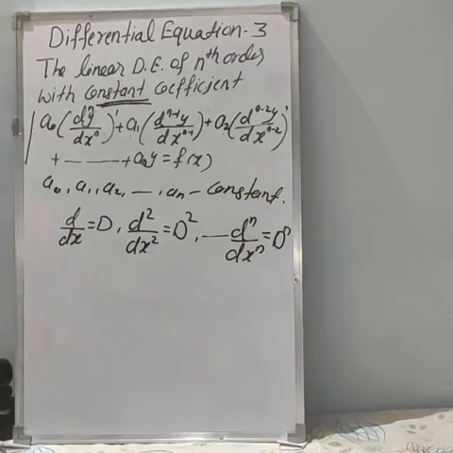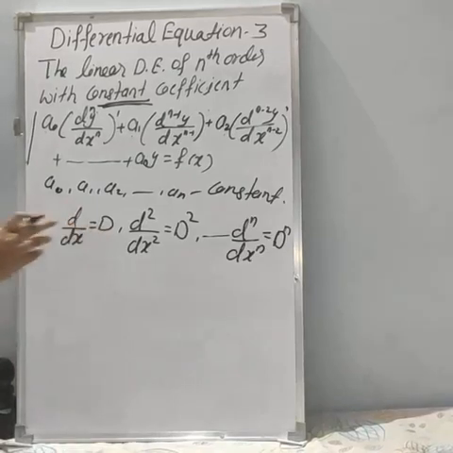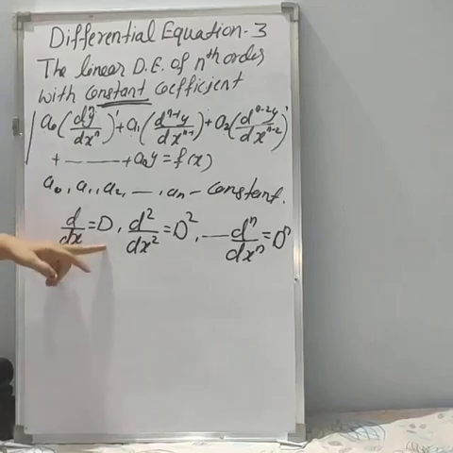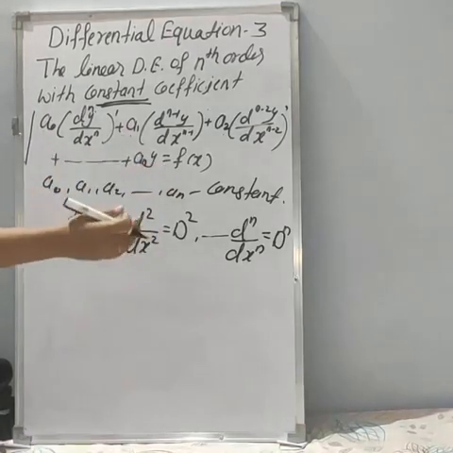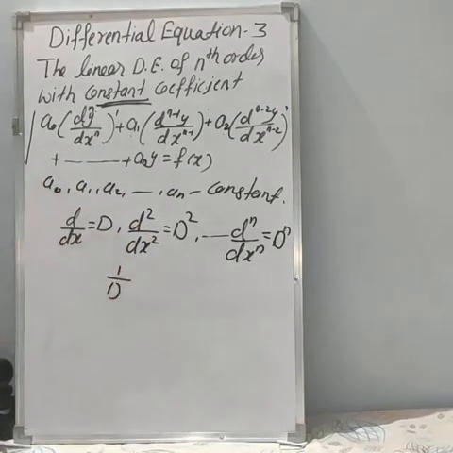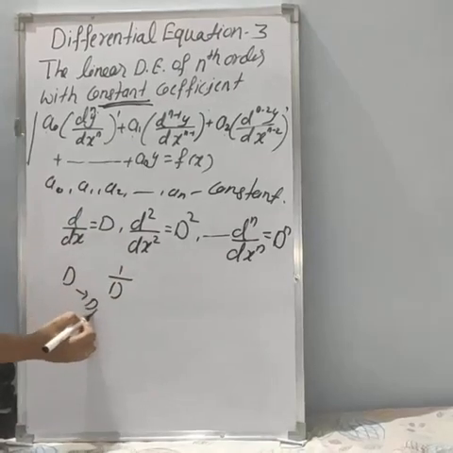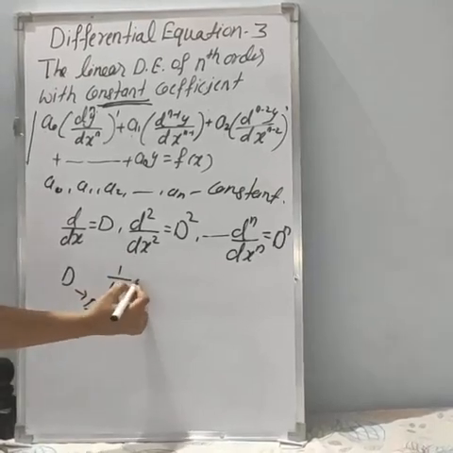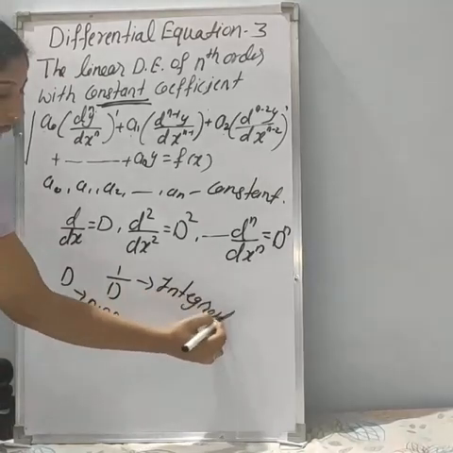Okay, suppose d by dx is equal to D, then you will get 1 upon D. In general you have to know this, because when we find the solution or particular integral, you will come across that. Then we have to know 1 upon D is nothing but integration. Please remember capital D is nothing but differentiation, and if you are having 1 upon D, it is nothing but integration.